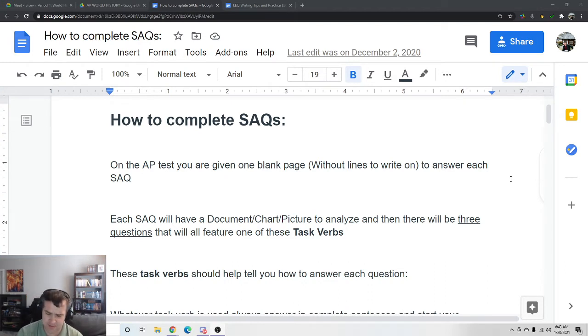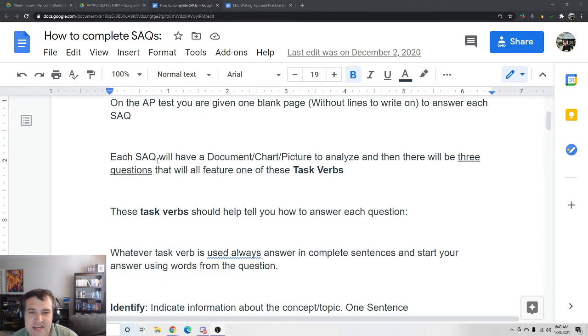With the DBQ and the LEQ, you are given unlimited paper. But with the SAQs on the AP test, you're only going to be given one blank page. And it'll be a page pretty similar to this, okay? There's not going to be any lines on it or anything, and you just kind of got to write a SAQ in there. I'll get into the tips later.